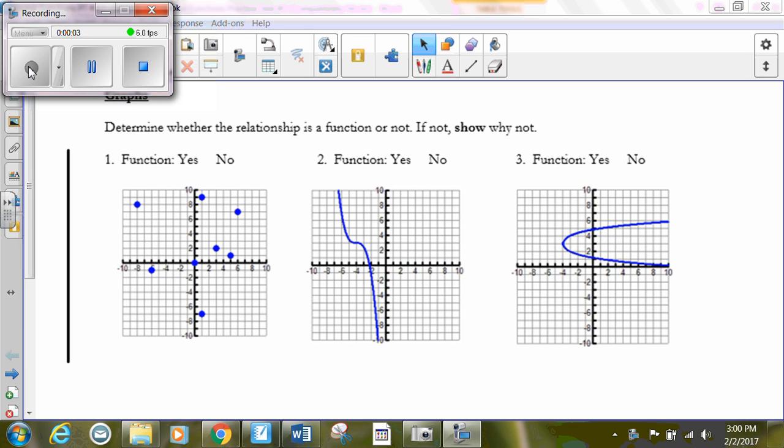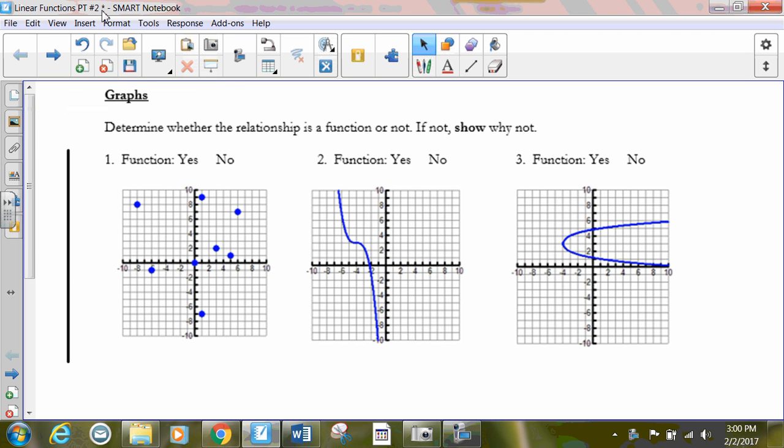Welcome. I think this will be our shortest practice test tutorial in all the history of algebra practice tests. Here we go. We are getting ready for the linear functions test, and this is practice test number 2.